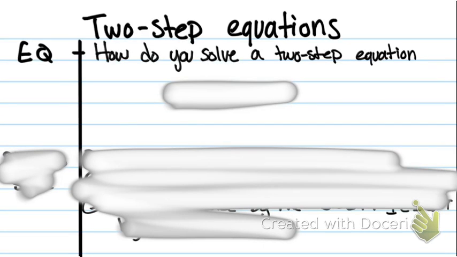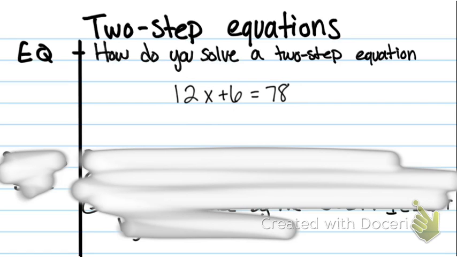Today we're going to talk about two-step equations, and our essential question is, how do you solve a two-step equation? Before we get into how to solve, I want to know a few vocabulary words. The first thing I want to do is take a look at this equation right here. We have 12x plus 6 is equal to 78.